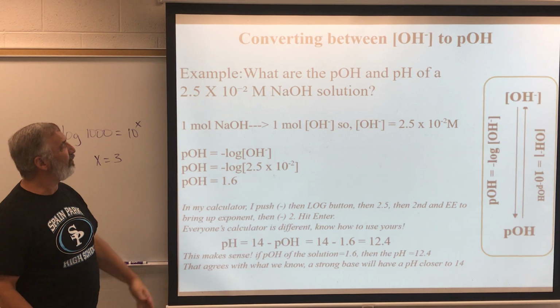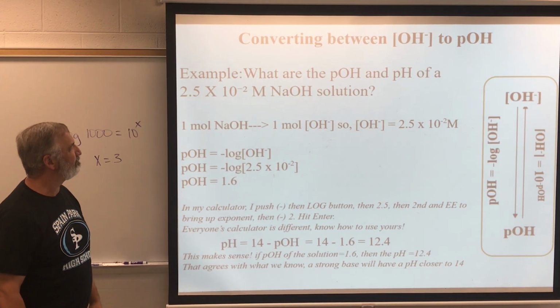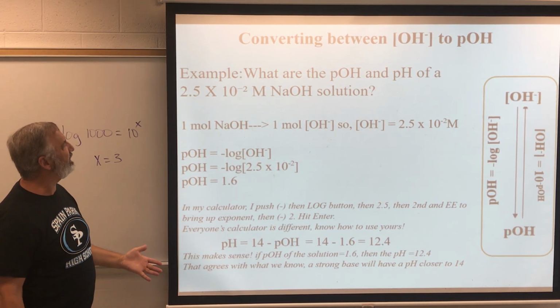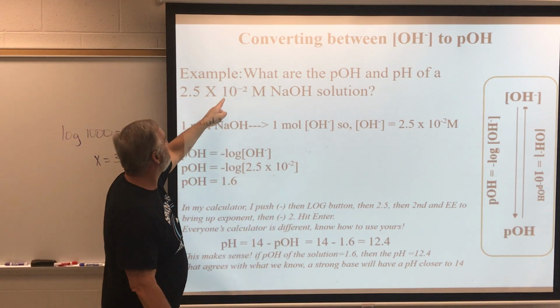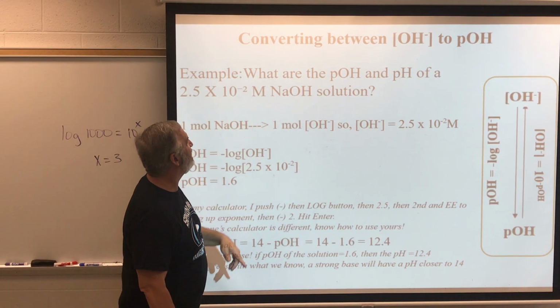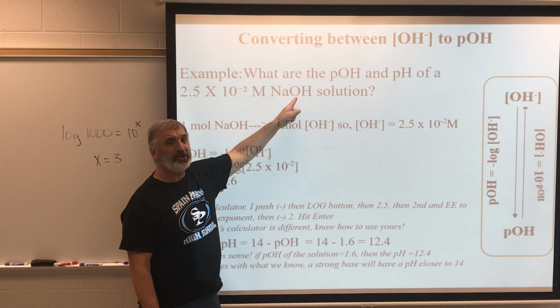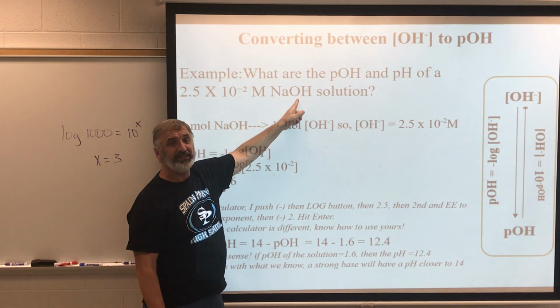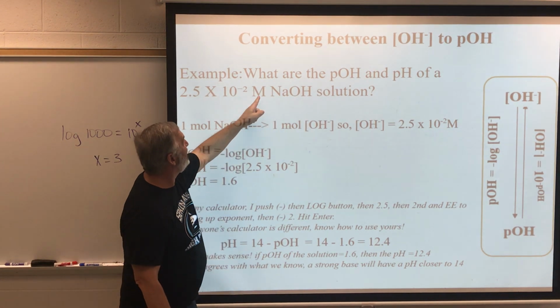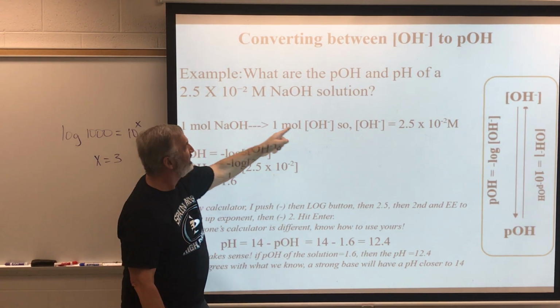What is the pH? Now, what if we have a base? What are the pOH and pH of a 2.5 times 10 to the minus 2 molar NaOH solution? Now again, NaOH is monobasic. That means there's only one OH, so whatever the NaOH concentration is, that's what this is.